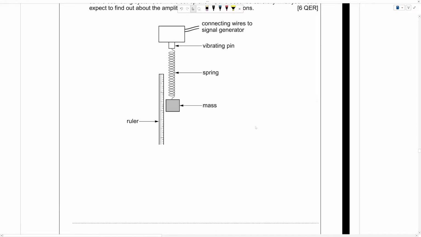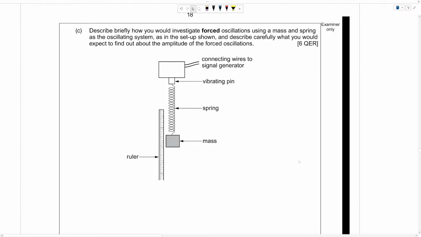Okay, there's more of this question. Describe briefly how you would investigate forced oscillations using a mass and a spring as the oscillating system, as in the setup shown below, and describe carefully what you would expect to find out about the amplitude of the forced oscillations. This is a 6-mark QER.